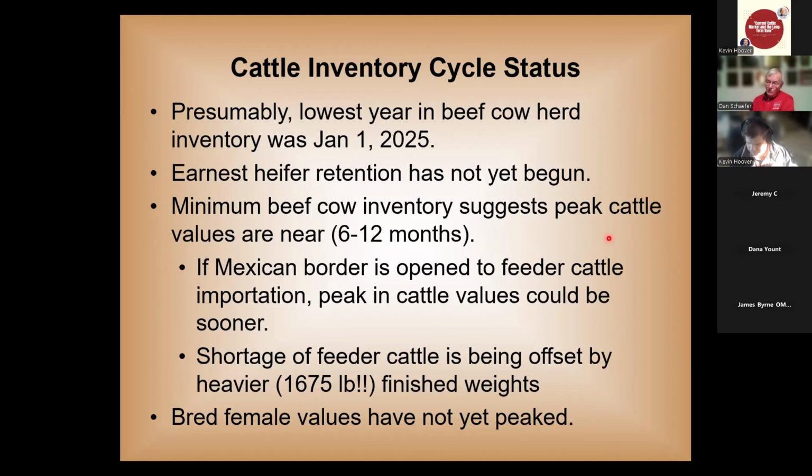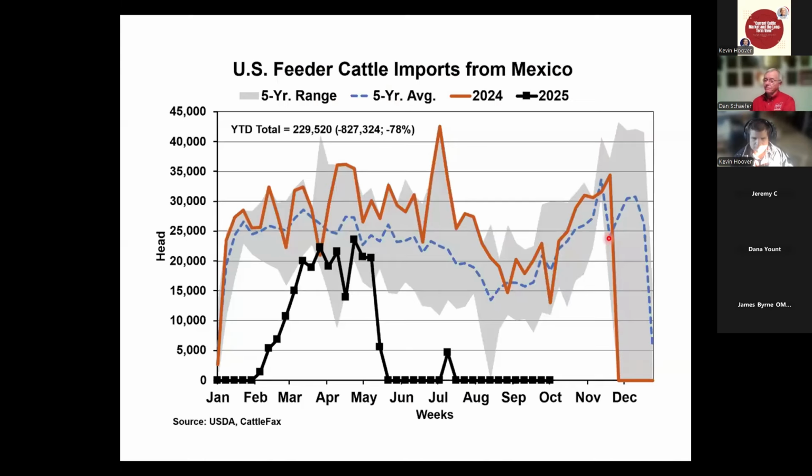So the shortage of feeder cattle is being offset by heavier finished weights. I was at a conference recently where one of the consultants said that he had seen a closeout on cattle that were sent to harvest at 1,675 pounds harvest weight. Wow. Bred female values have not yet peaked.